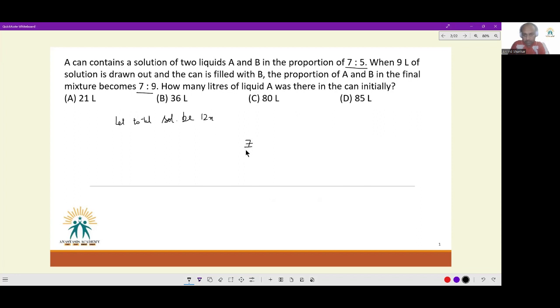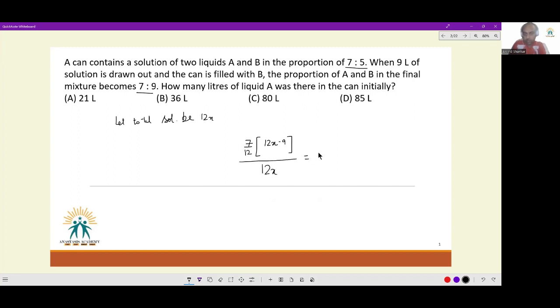A left would be 7 by 12. See, when you're taking something out of the solution, you're not really impacting it in such a manner that the proportion of the constituents changes. So it will remain 7 by 12 of 12x minus 9. This is the value of A left. This is the liquid A quantity left out of a total quantity of 12x.